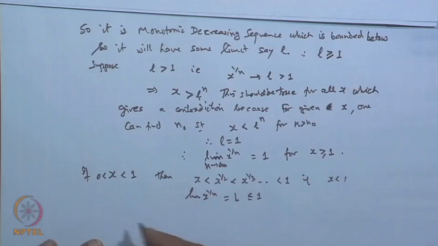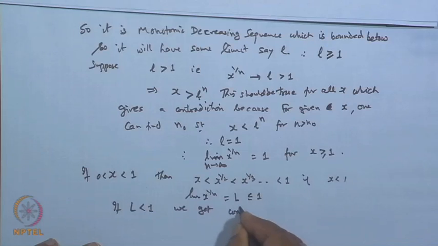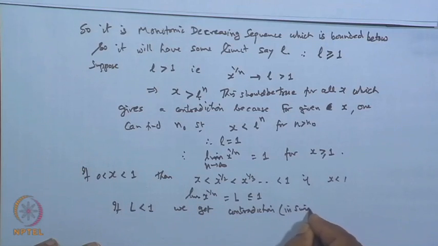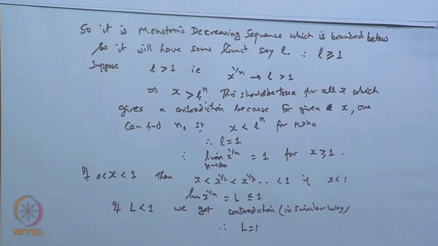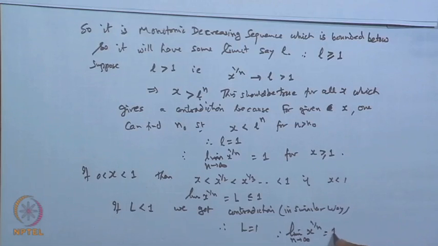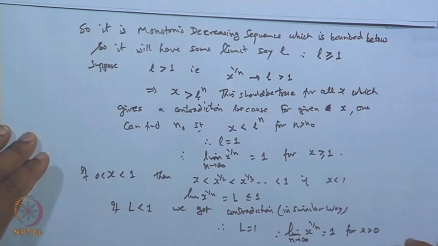But again, if L is strictly less than 1, we get a contradiction in a similar way. Therefore, L must be 1. So, what we conclude is that the limit of x to the power 1 by n as n tends to infinity is always 1 for x greater than 0. For x negative it is not defined, so that is why we are not choosing it, because for x negative the roots are not real.